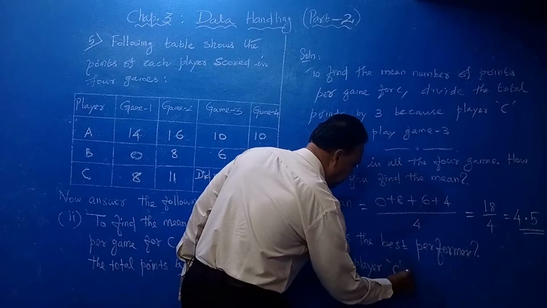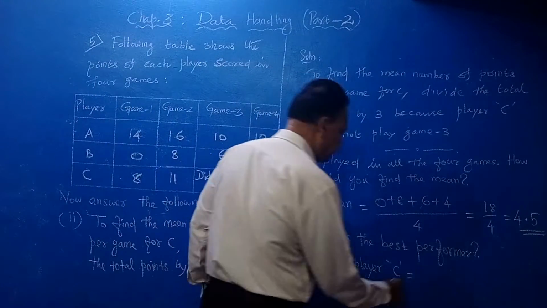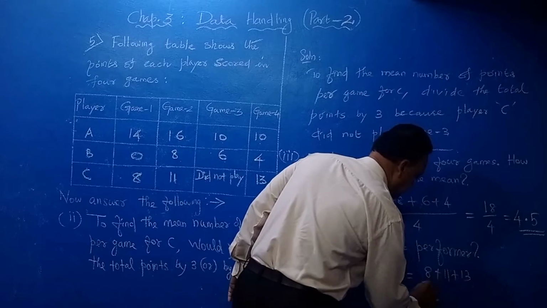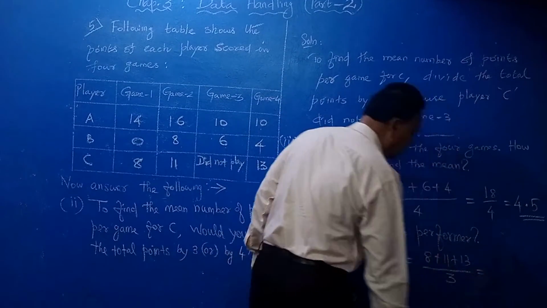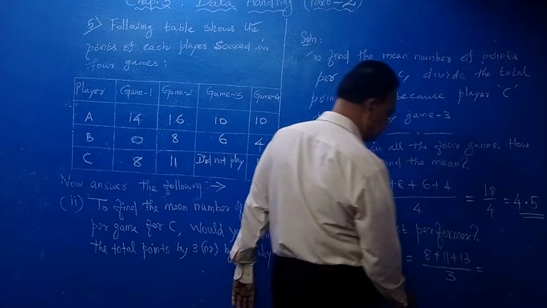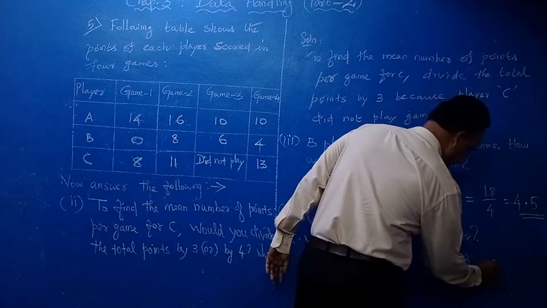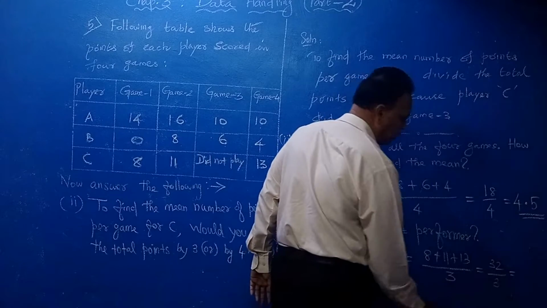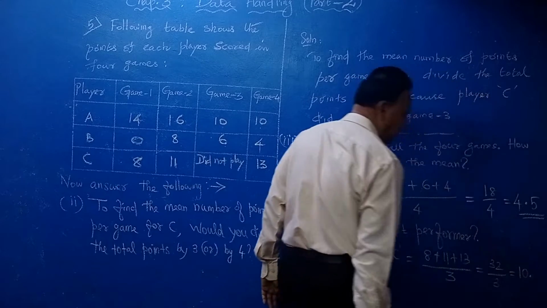Mean of player C is equal to 8 plus 11 plus 13. Add 8, 11, 13, and divided by how much? Only 3 we have to put. So how much here? 24, 32 by 3. 32 by 3. How many times will it go? 1 time.